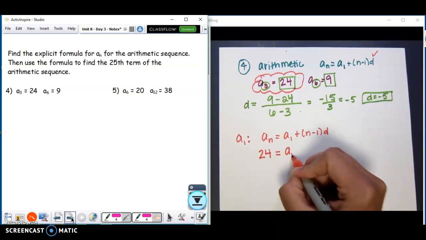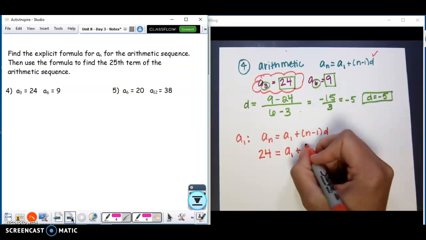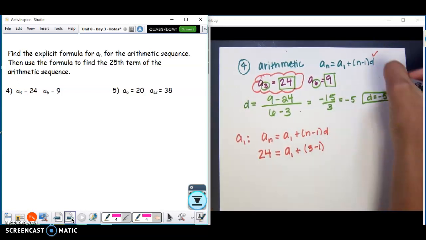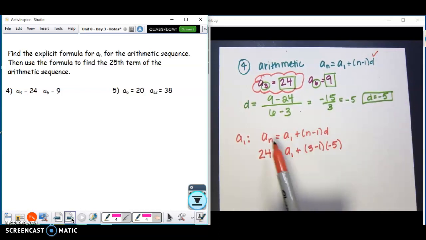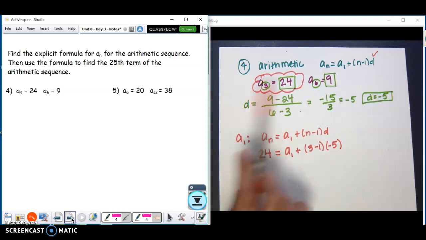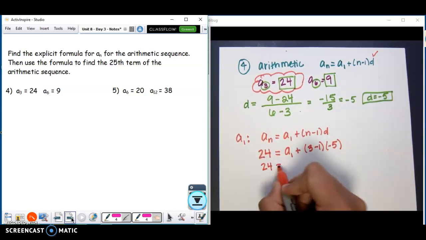I don't know a sub 1. Because I'm doing a sub 3, that means the n value there is 3. And I just found my common difference is negative 5. So what we're doing, because we didn't have a sub 1, we're taking one of the points. It doesn't matter which one you use. Whatever that a sub 3 here is, 24, and you're going to put 3 for that n value. So we're going to simplify this out.